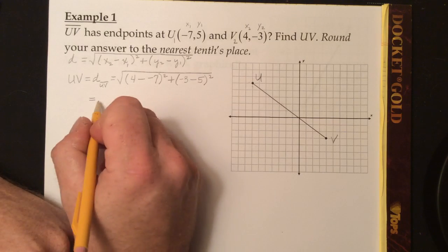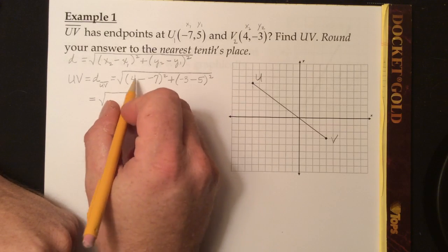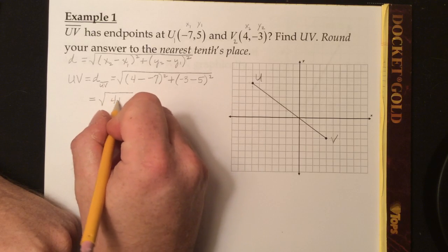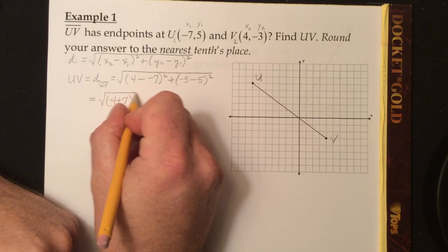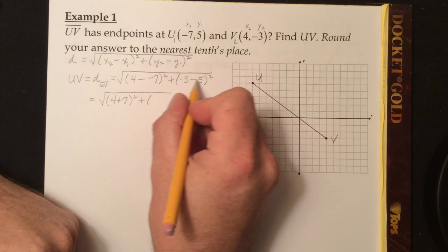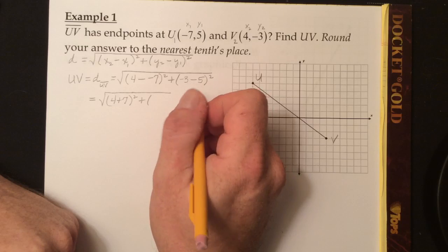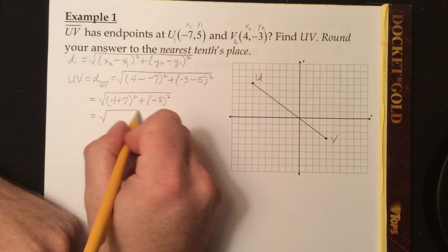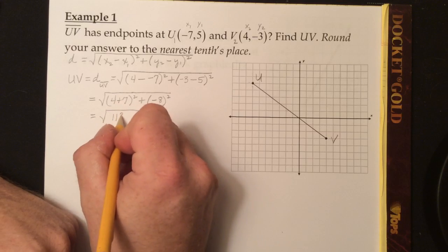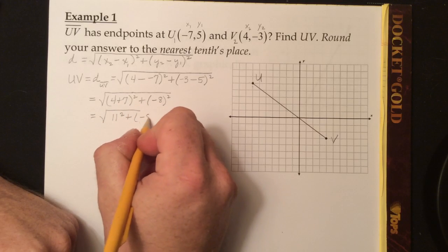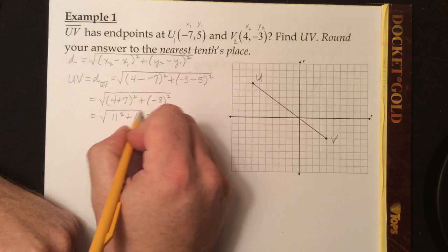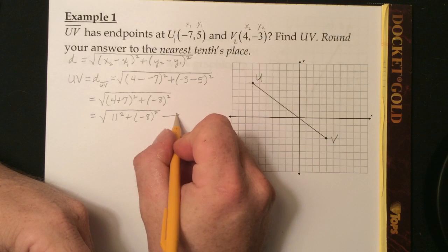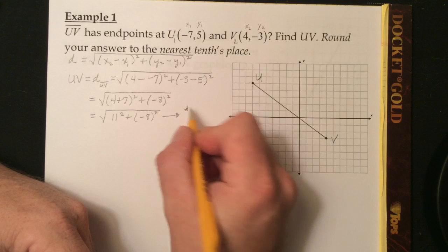Alright, then using the order of operations on this, we have the square root of 4 minus -7, which is 4 plus 7, squared, plus -3 minus 5, which is -3 plus -5, which is -8, squared. Then we have 4 plus 7, which is 11 squared, plus (-8) squared. Now, notice I put -8 in parentheses. Is this important? Yes, it is. Please note, very important here.